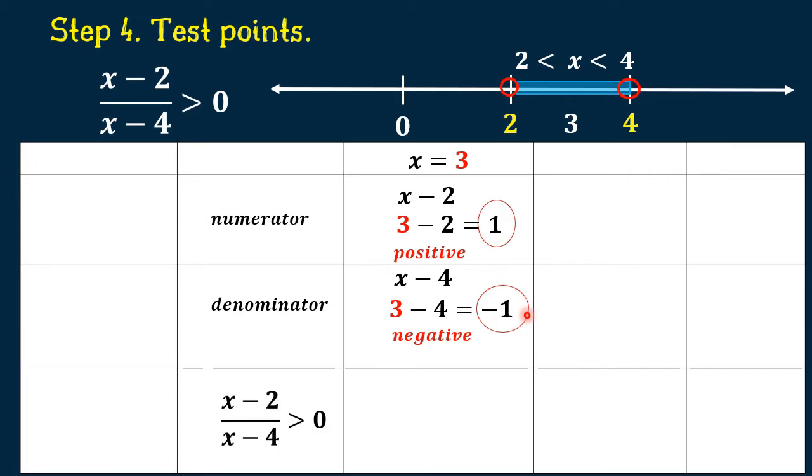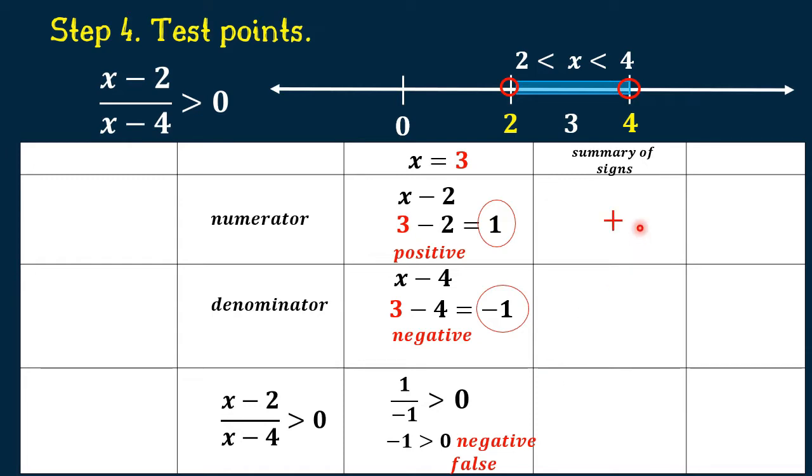The result is negative. And combine the two. So we have the numerator 1 divided by denominator negative 1. Simplify. Since positive 1 divided by negative 1, we have the quotient negative 1. Therefore, we have negative 1 which is greater than 0. Take note, the result is negative and negative 1 is not greater than 0. So here, this is false. So this is not true, because a negative number is less than 0.